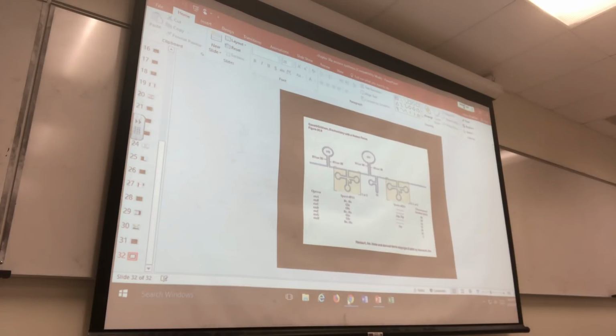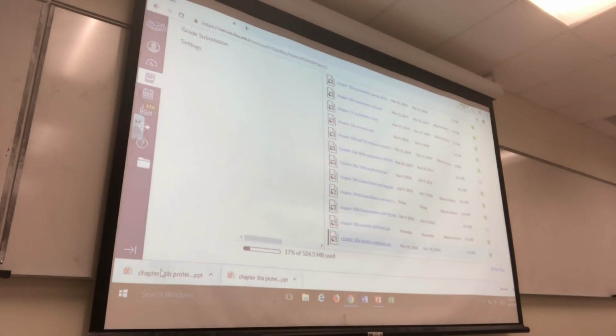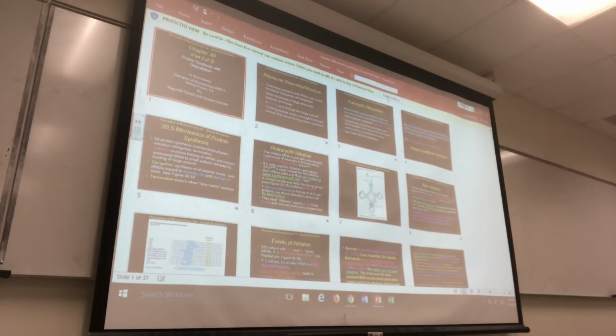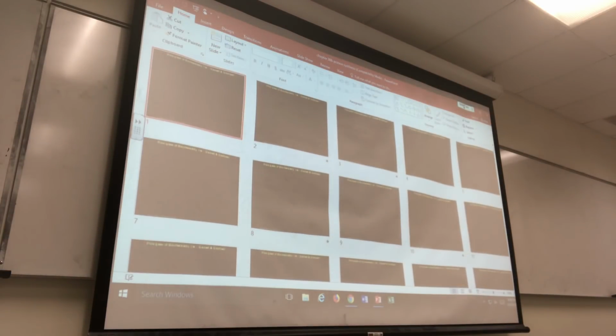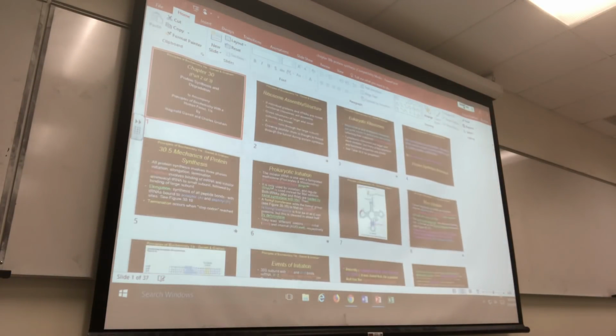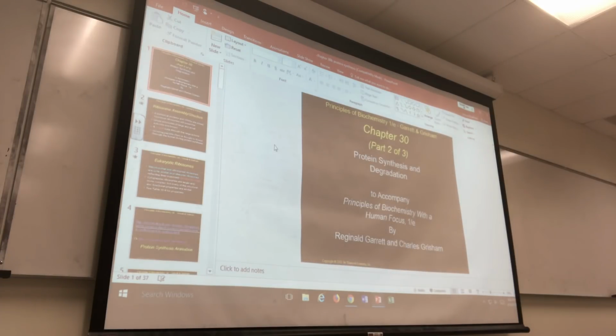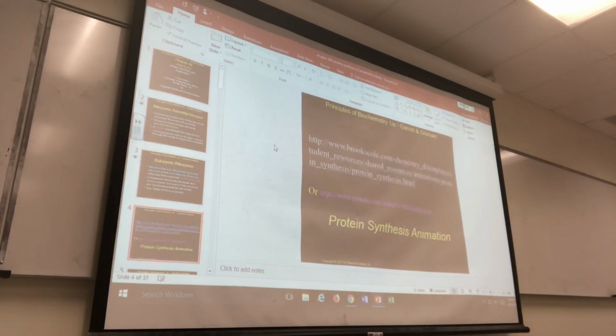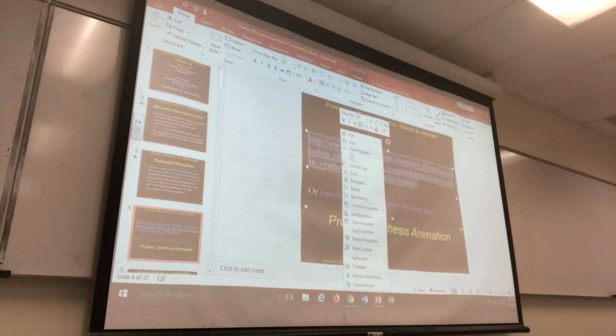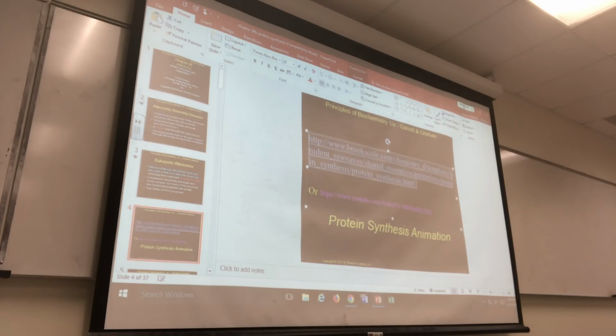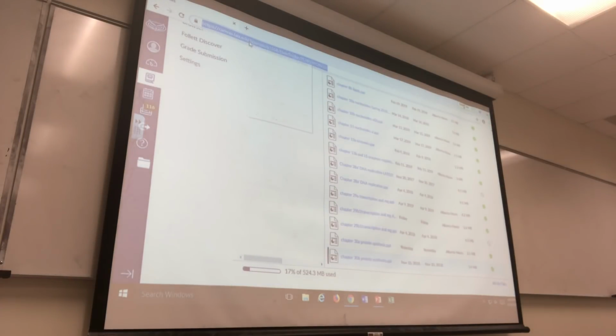Okay, now we get to, I think, the cool part, which is the mechanism of translation, which is covered in 30B. Okay, so 30B, most of it you can cover by following this link. So I'm actually going to use this to illustrate translation.